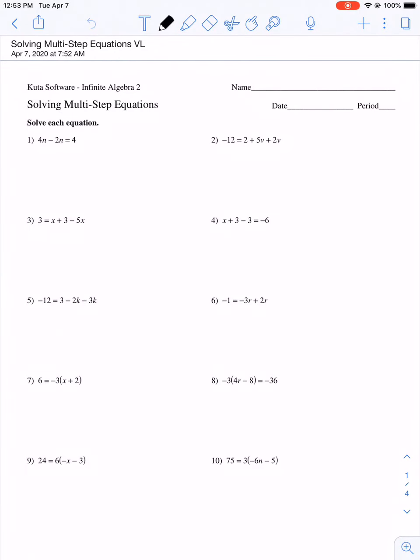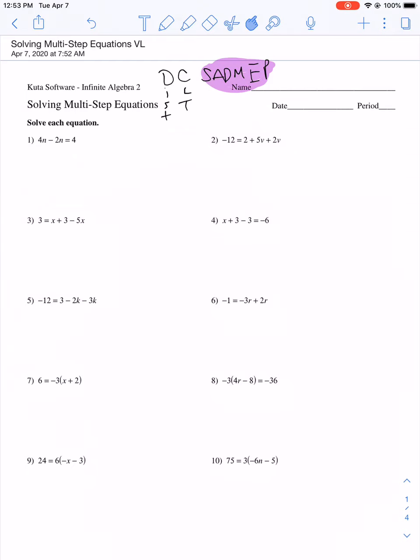Alright guys, so this week we're going to be talking about multi-step equations. Now when we solve these, we just need to remember a couple things. DC SADMAP. So we want to distribute first, combine like terms, and then we do the order of operations in reverse. So this is your inverse order of operations.